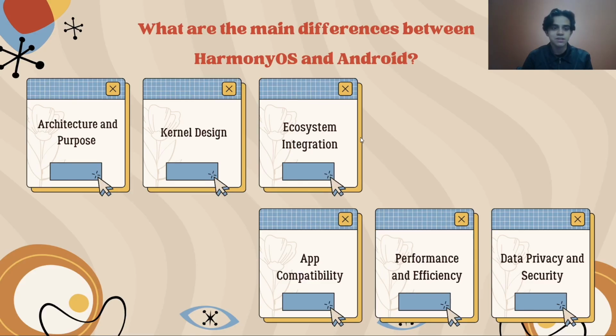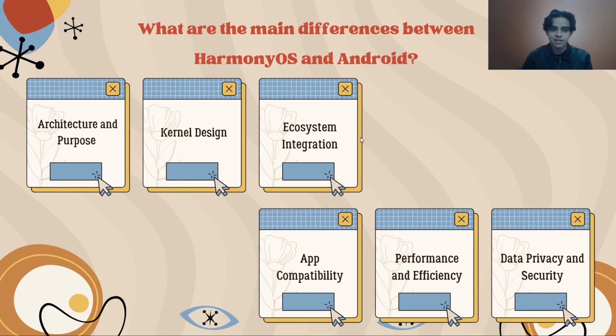a seamless experience. On the other hand, Android is primarily developed for smartphones and tablets. While Android has made strides in device integration, it doesn't offer the same level of multi-device unification that HarmonyOS provides. It has more limited integration with IoT devices, and the interconnectivity is often dependent on third-party solutions.